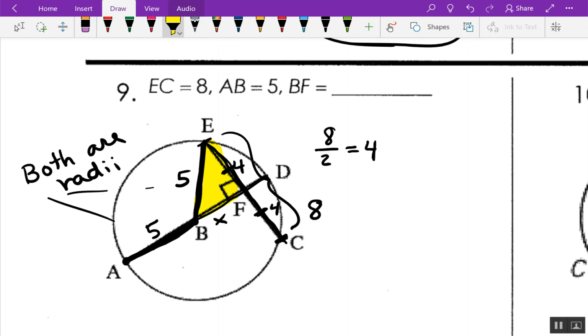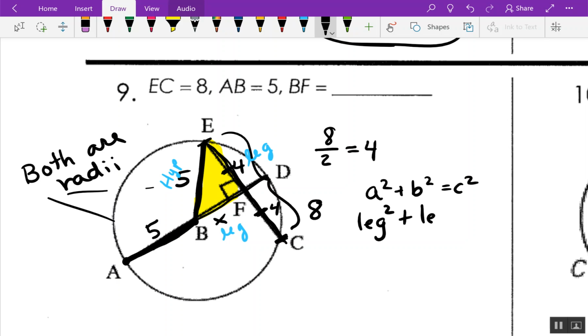What type of triangle is this? Which one is the hypotenuse and which ones are the legs? This is your hypotenuse. This is a leg, and this one is a leg. And what's the Pythagorean theorem? Leg squared plus leg squared equals hypotenuse squared. So one of the legs is 4, one of the legs is X, and the hypotenuse is 5. Solve for X.